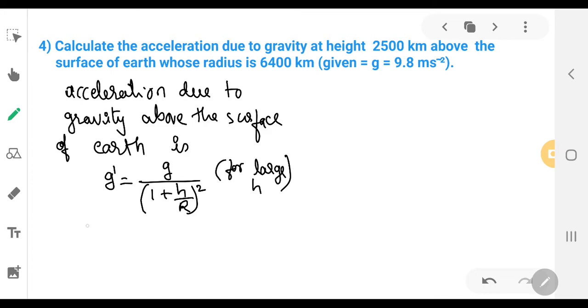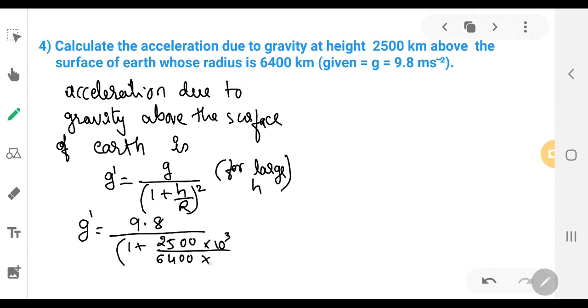Now substitute the values. G dash is equal to g value, which they have given as 9.8, divided by 1 plus 2500 divided by 6400. Both are in kilometers, so the 10 to the power 3 cancels, the whole square.